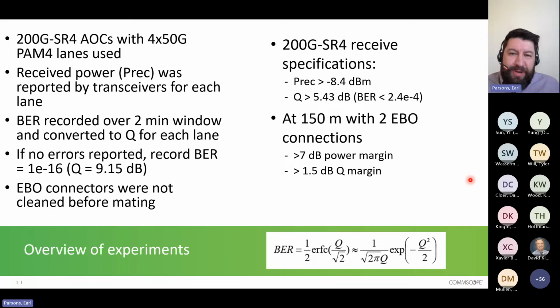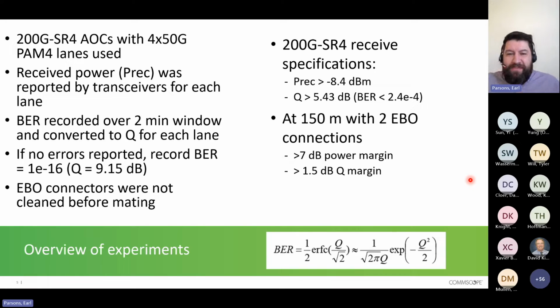Let's see, for these 200G SR4 transceivers or AOCs, they have specifications defined by IEEE Ethernet standards. The receive power has to be more than minus 8.4 dBm, and the BER pre-FEC has to be below 2.4e to the minus 4. This ensures that the FEC, the forward error correction, will correct all the errors and will have an error-free link end to end. So that BER corresponds to having a Q greater than 5.43 dB. So important thing, a low BER is good and a high Q is also good.